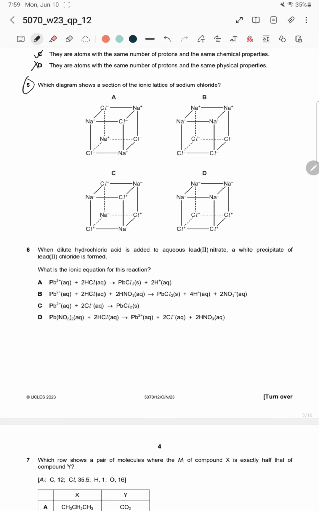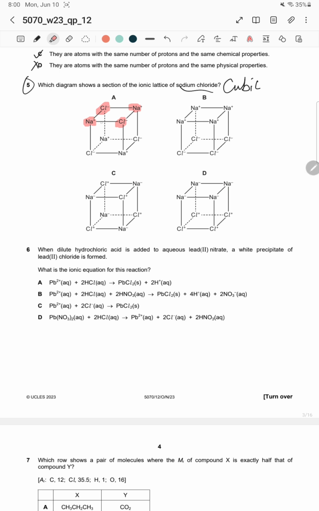Question number 5 is again from the atomic structure and bonding. Topic is atoms, elements and compounds. Which diagram shows a section of ionic lattice sodium chloride? So sodium chloride has a cubic structure and there will be alternating positive and negative ions in the crystal lattice. You can see here the positive ion, then negative, positive, then negative. So each chloride is bonded to 2 sodium, each sodium is bonded to 2 chloride. So you can say it is alternating positive and negative charge.